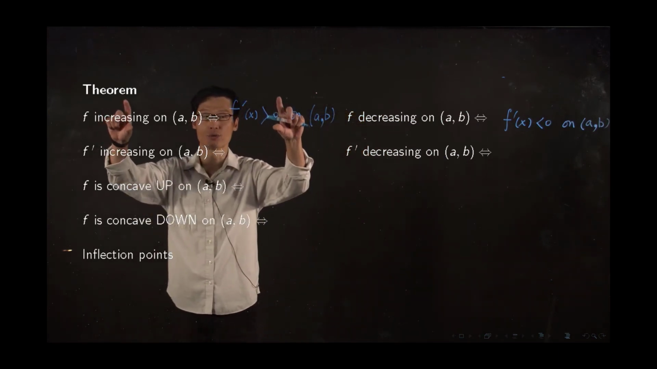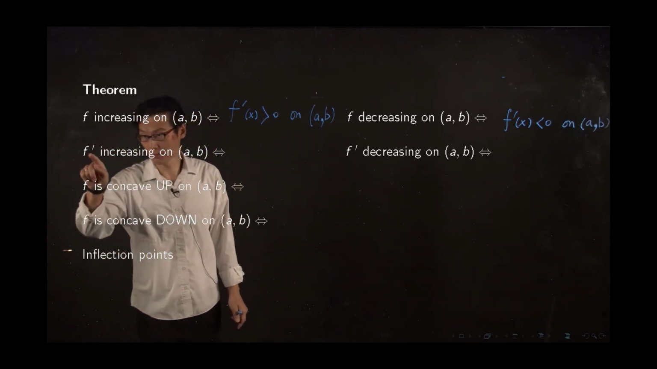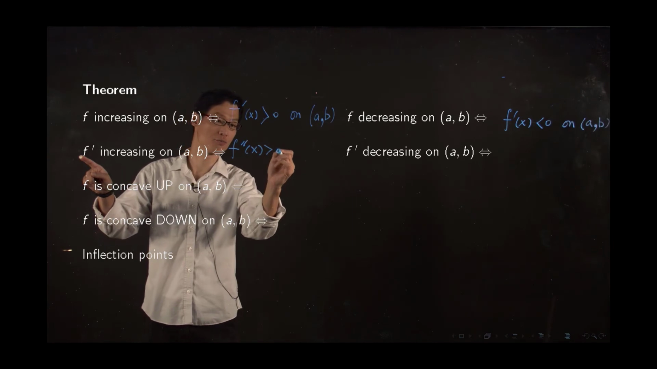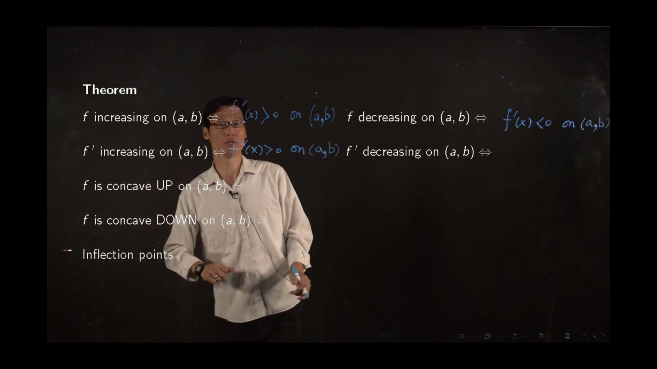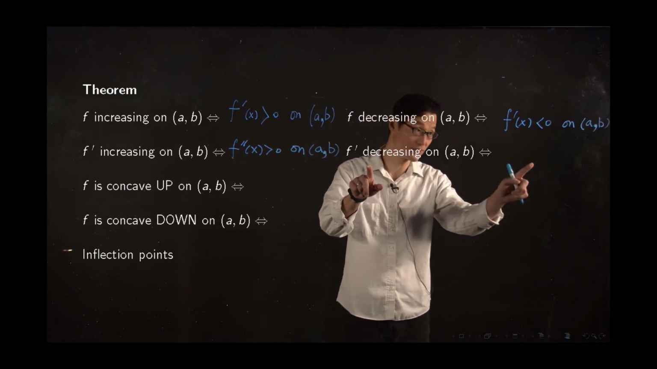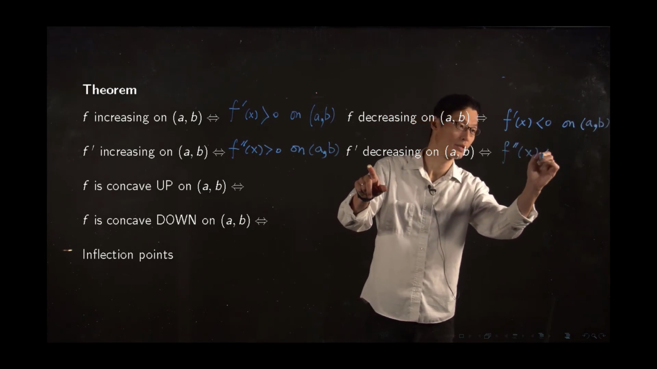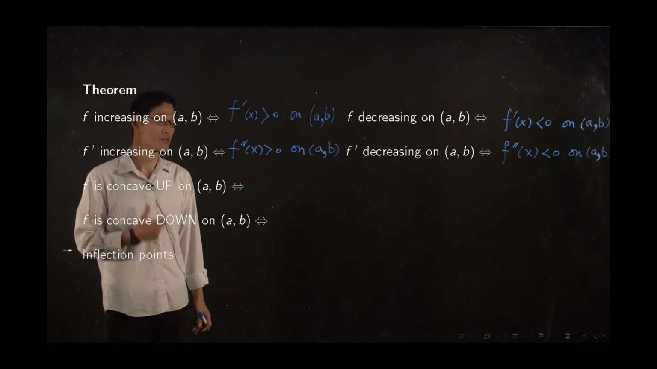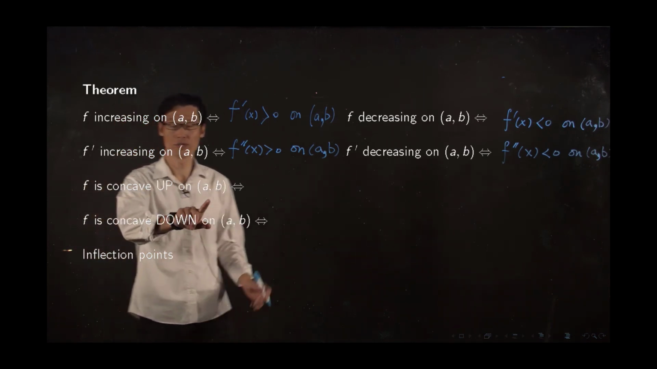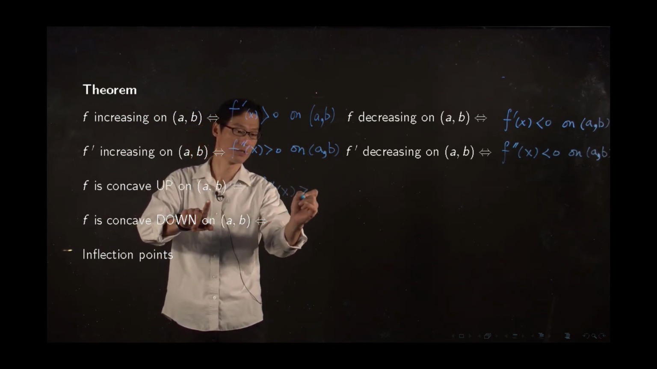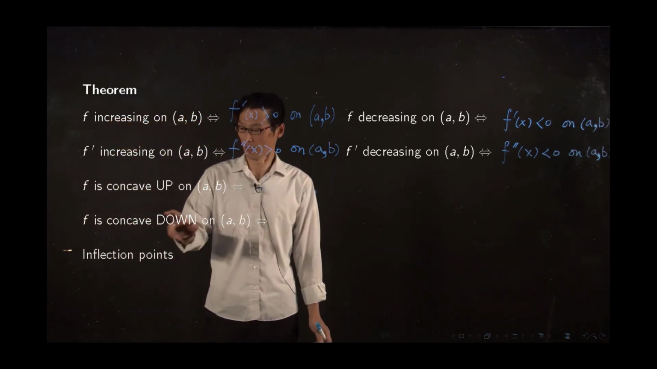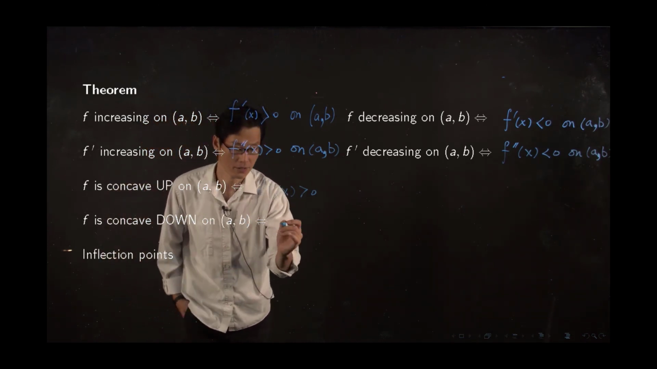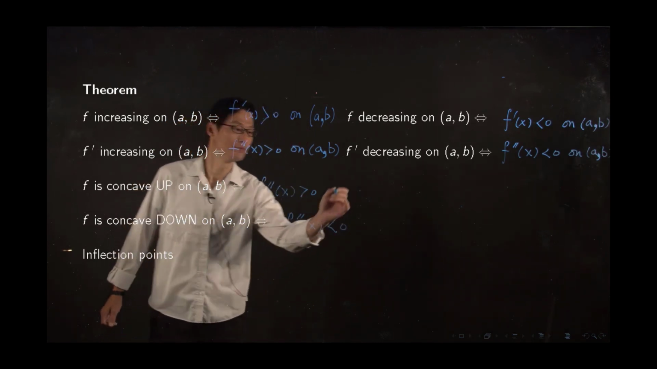So we apply this observation to f prime. f prime is increasing if and only if its derivative is positive, in other words, f double prime is positive. Similarly, f prime is decreasing if and only if its derivative, f double prime, is negative on the interval. Concavity is determined by the sign of f double prime. So f is concave upward if and only if f double prime is positive, and f is concave downward if and only if f double prime is negative, on the same interval.